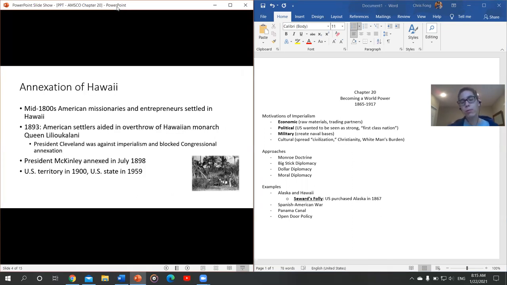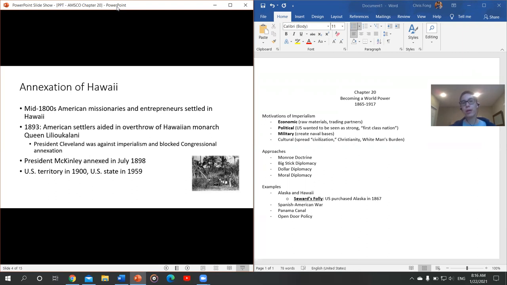Hawaii as well. Hawaii was quite a bit different, though, because there was a revolution there. There is a native Hawaiian peoples. There was an entire native society. There was a native monarchy, a native government and culture and society in Hawaii. And the U.S. actively overthrew the Hawaiian monarch.